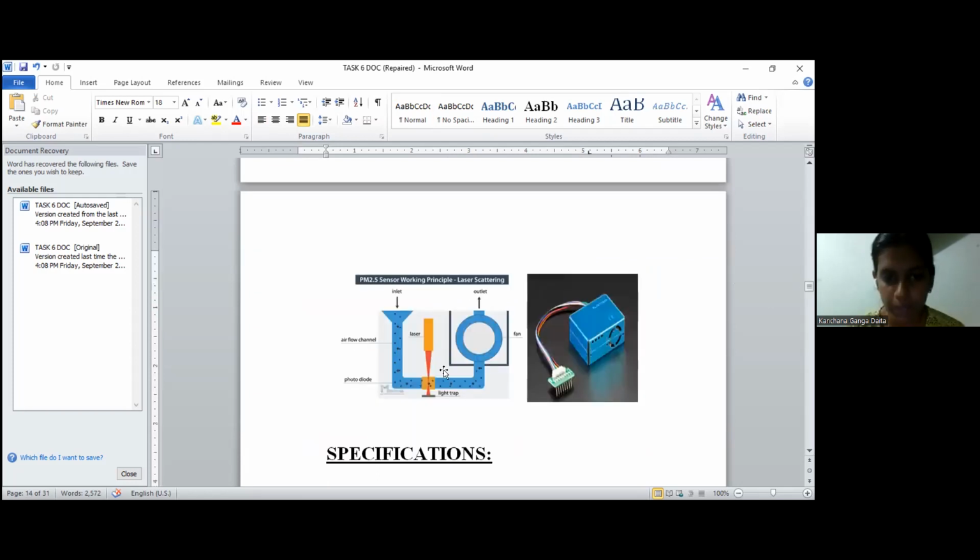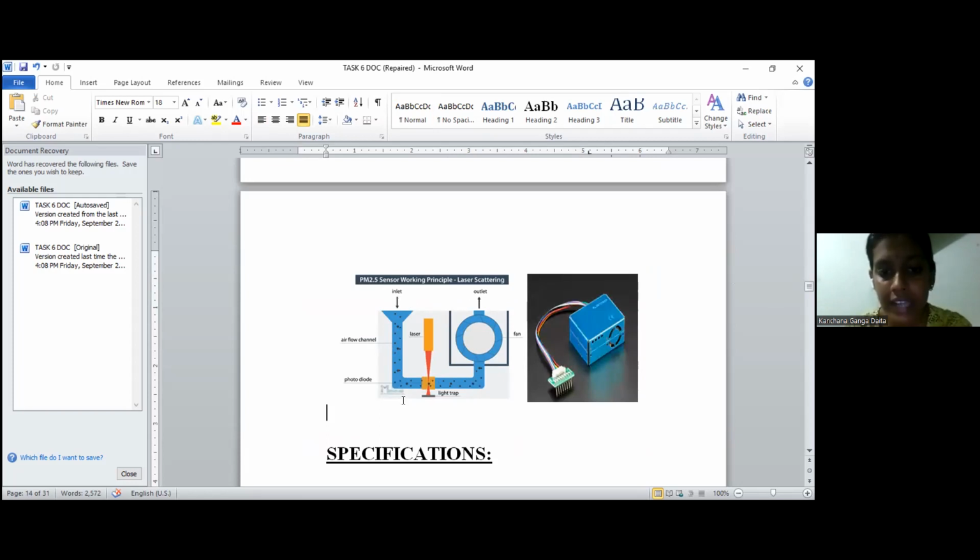This is the diagram of how it works. Firstly, there is an inlet, as we have said. Actually, it is a chamber, but if we take a detailed view into the chamber, it will be like this. So this is the airflow channel, and this is the inlet. There will be a photodiode. It will absorb the light scatterings, if there are any.